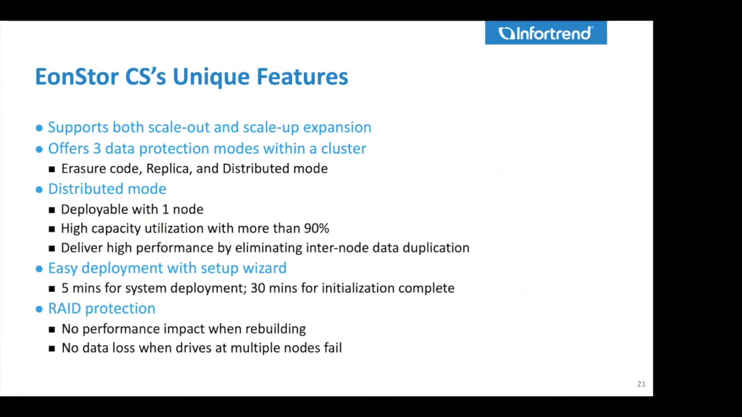So we just have a quick recap over some of the things that I've mentioned here. Key to take home is it supports both scale out and scale up expansion. It offers 3 protection modes. Obviously, we have the underlying RAID protection per node, but then on top of that, we're adding that erasure coding, either replica, which is literally, as it sounds, replicating files, and then the Infortrend's distributed node, which allows you to start with just one node and utilize a lot more of your capacity.